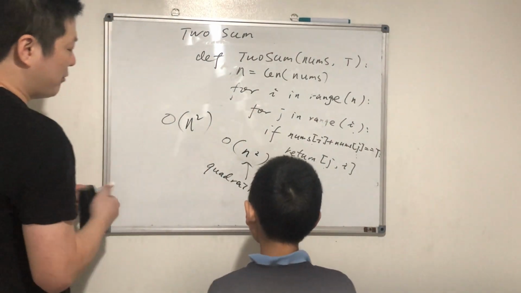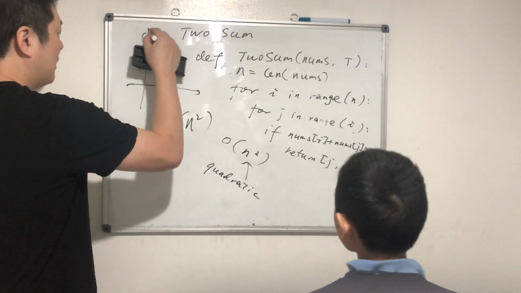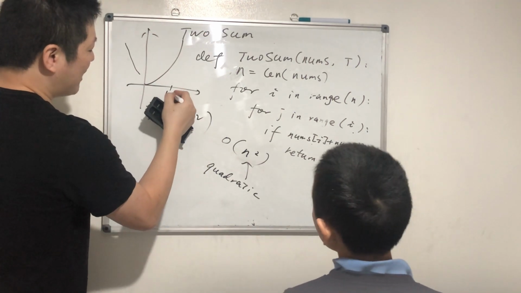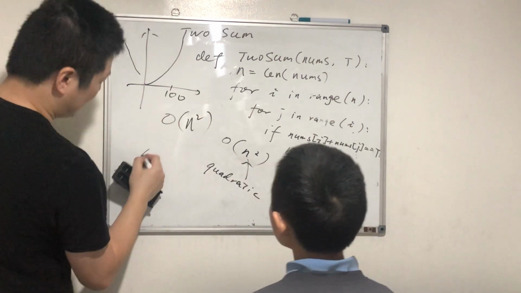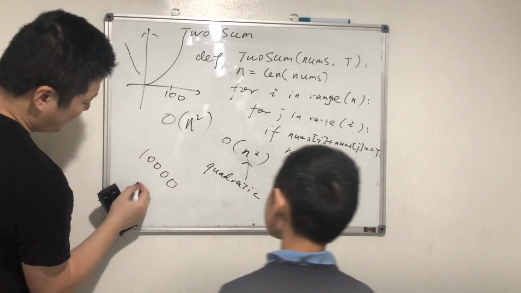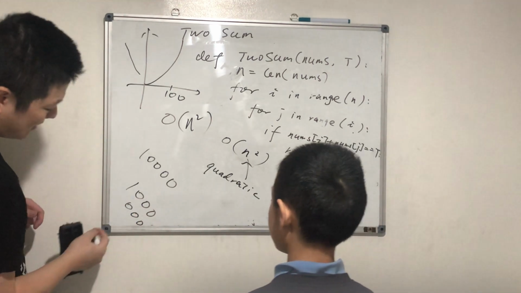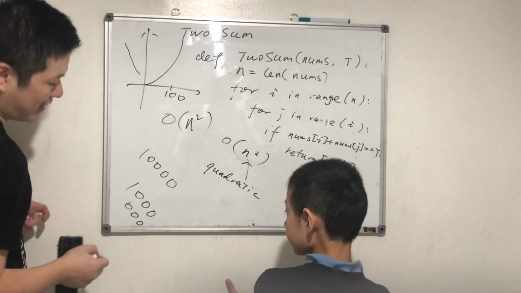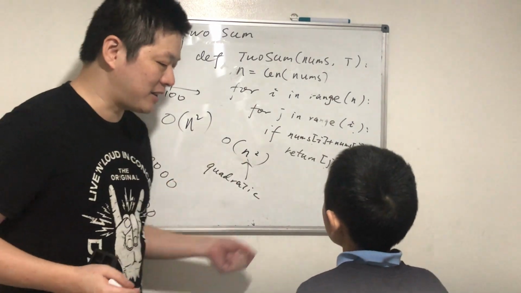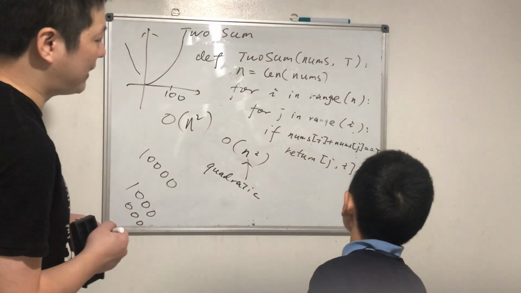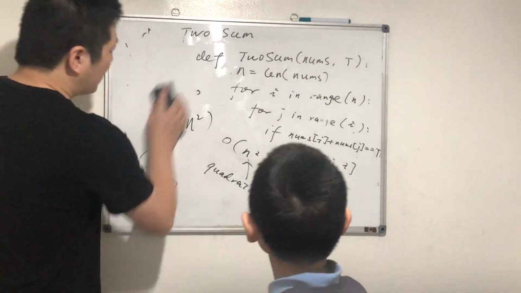Can we do better? This is too slow, right? Remember, this is too slow. When n is 100, what's n squared? It's 10,000. When n is 1,000, it will be a million, so it's too slow, right? How can we do better?